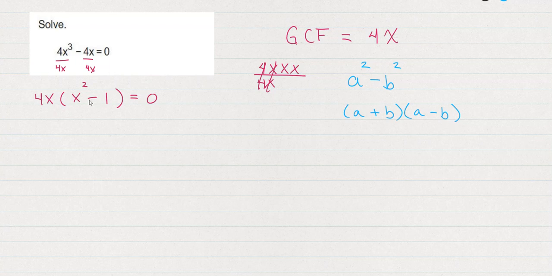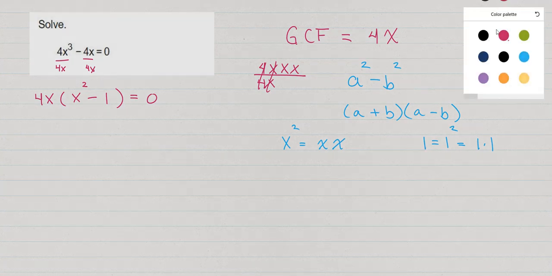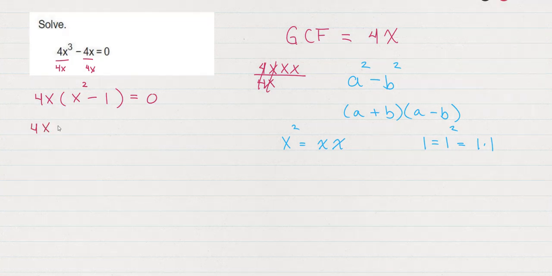So whenever we see a difference and it's a binomial, there's two terms, the question you want to investigate is, are they both perfect squares? And in this case, yes. X squared is x times x, and 1 is the same thing as 1 squared, or 1 times 1. So because they're perfect squares, I can factor this as x minus 1, x plus 1. But when I factor that, don't lose the 4x.